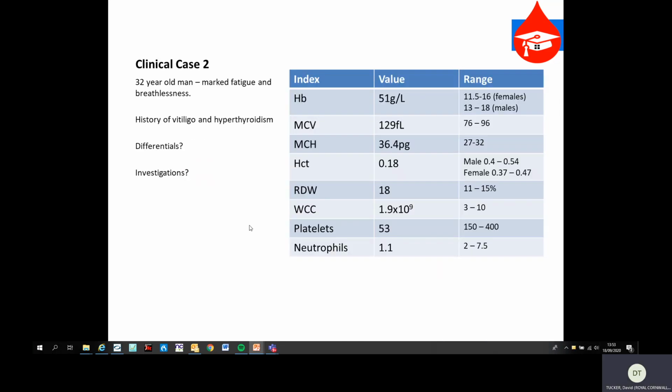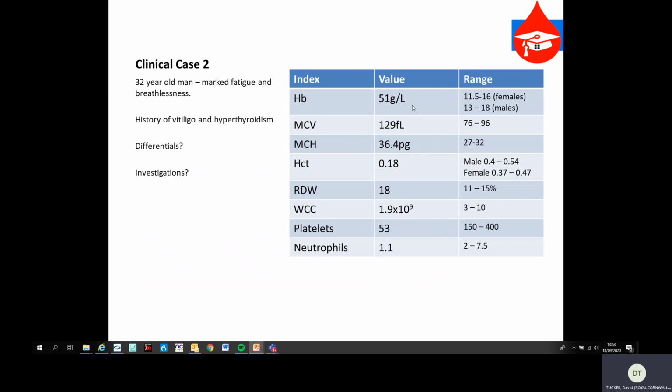Okay, we have another clinical case. This is a 32-year-old man with marked fatigue and breathlessness. He has a history of vitiligo and hyperthyroidism, some autoimmune disorders there. Okay, so he's very anemic, 51 grams per litre. And I would say he's not that symptomatic for such a low hemoglobin. So that tells me that this might be something that's come on quite insidiously, quite slowly.